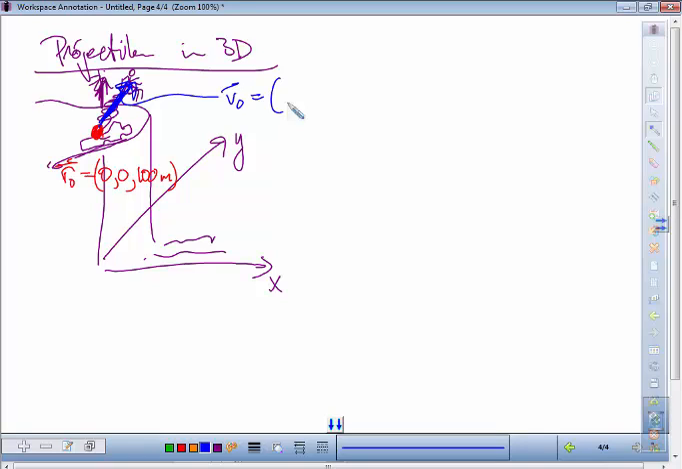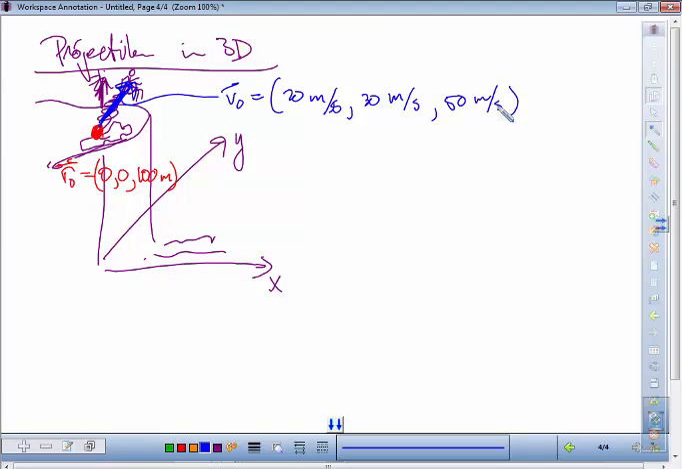So let's give it a velocity of, maybe 20 meters per second in the x, 30 meters per second in the y, and it needs an upward thrust also. Let's bump you up to 50 there. So your initial velocity is going to be 20, 30, 50.